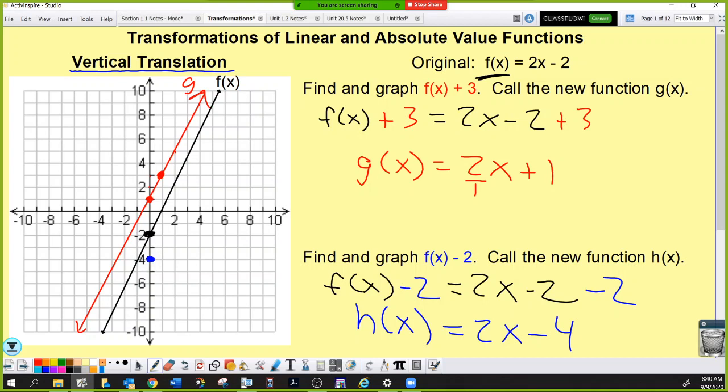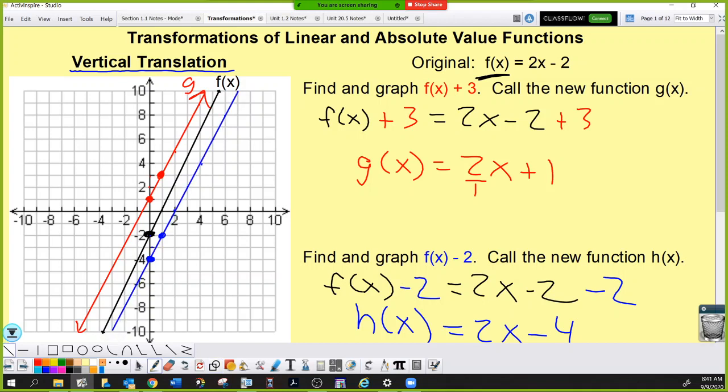Hey, look at that. The y-intercept went down 2 from the black graph. Wow, putting a minus 2 made me go down 2. Slope is still 2 over 1, so up 2, right 1. Let's follow the pattern. Connect your dots to the best of your ability. And this one is h. There you go.